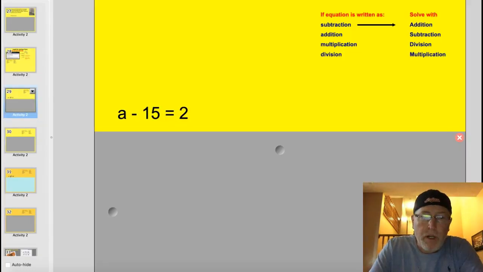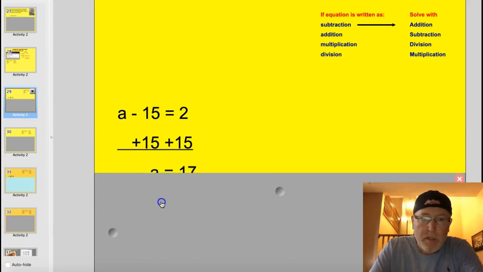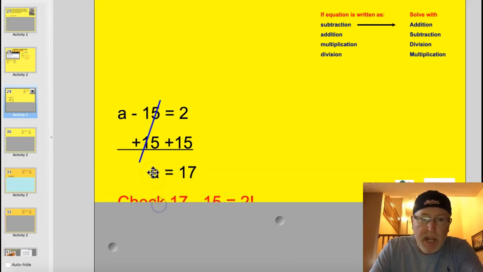All right, here we have a minus 15 equals 2. Well, it's a subtraction equation, so how do we isolate the variable? That's our goal. How do we get rid of minus 15? We're going to add 15 to both sides. If we do that, these 15s will cross off. We have a minus 15 and a plus 15. That leaves nothing but an a. 2 plus 15 is 17.